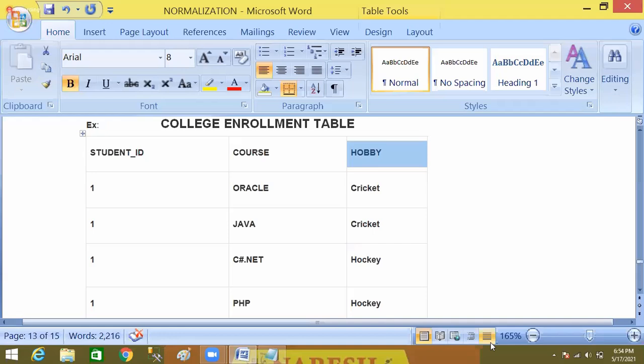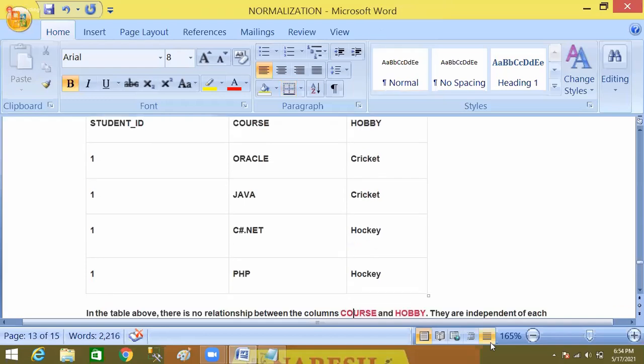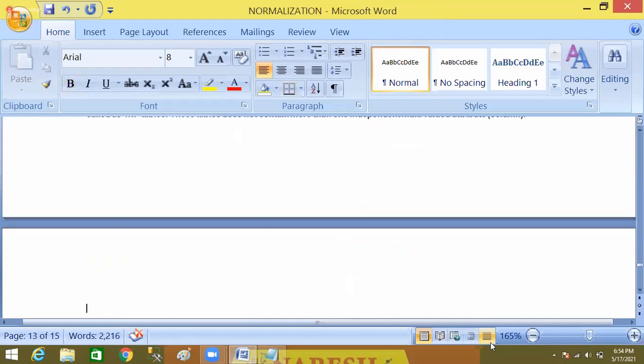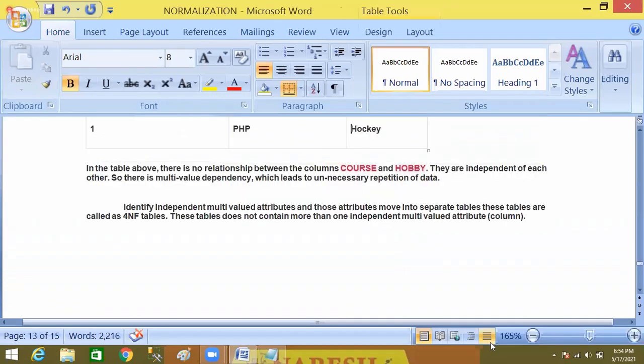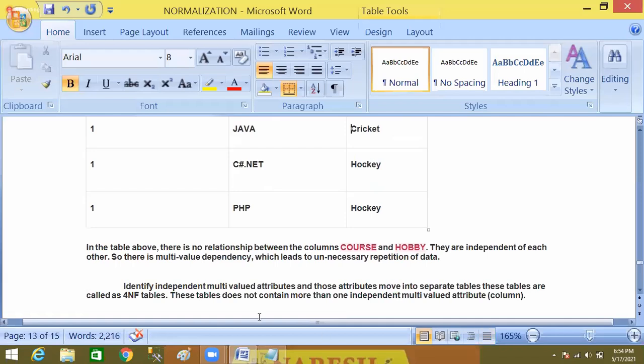So that's why this table does not satisfy the fourth normal form. That means the fourth normalization technique is not satisfied. Then how are we going to fix it? Let's see. Carefully observe here the above table.